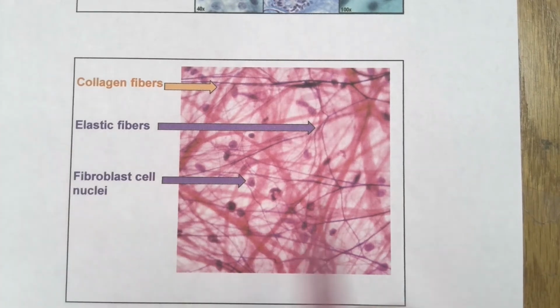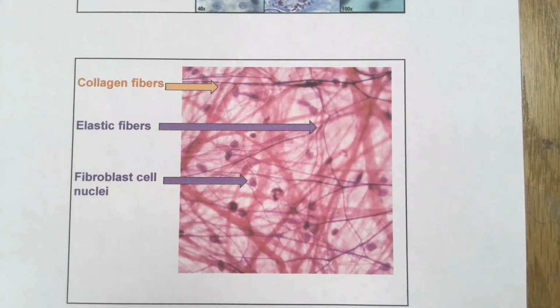Elastic fibers, they are thin and stretchy, so think like a rubber band. This is what allows loose areolar tissue to kind of bounce back into place, okay, when it stretches.